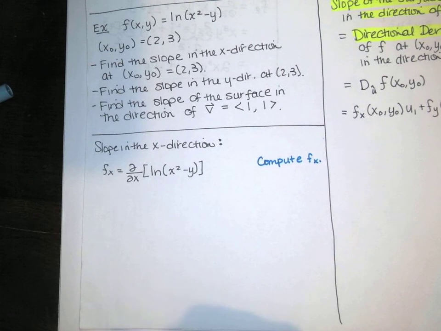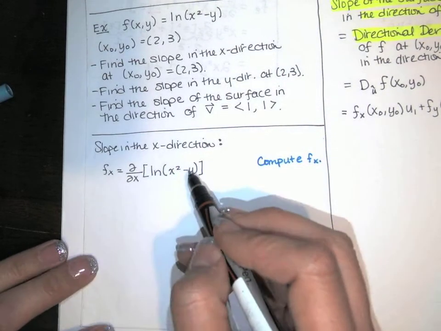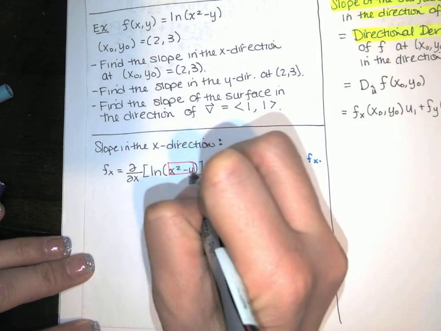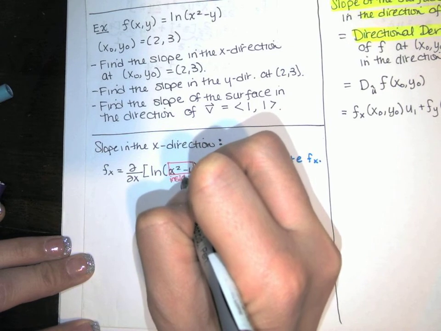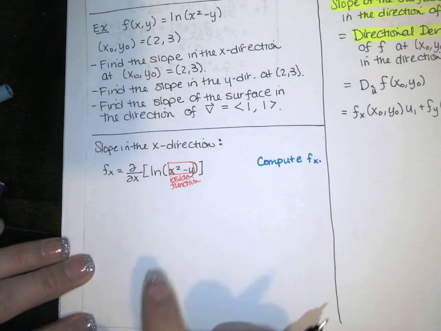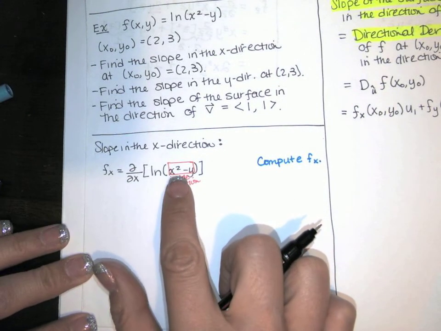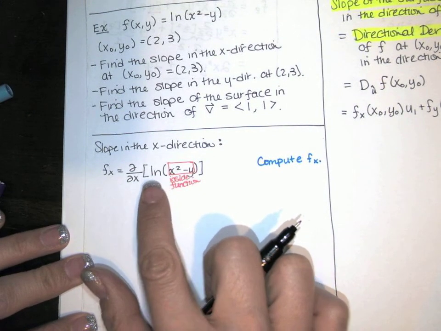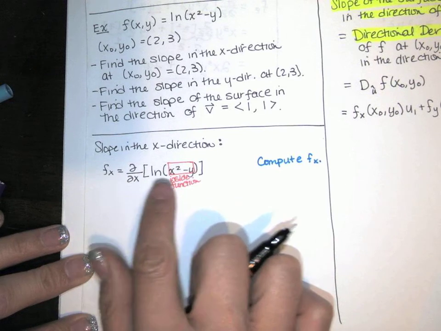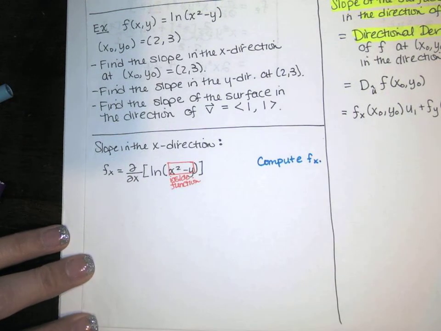So this requires the chain rule. I've got a function inside another function, so I have to use the chain rule here. This is my inside function. Now since my inside function depends on x, I have to use the chain rule when I take the derivative of this with respect to x, treating y as a constant.